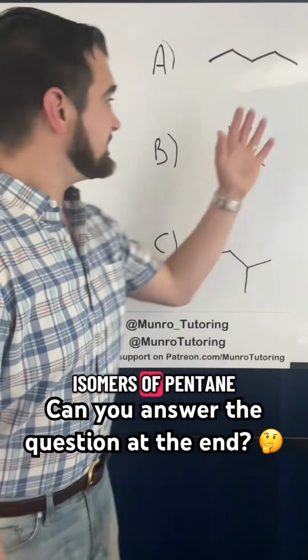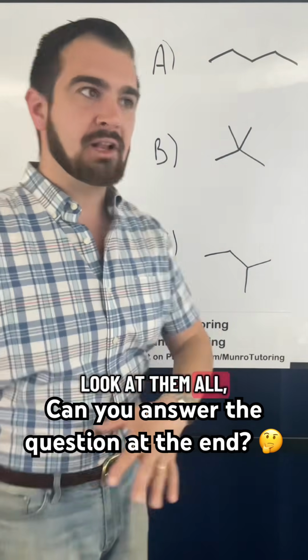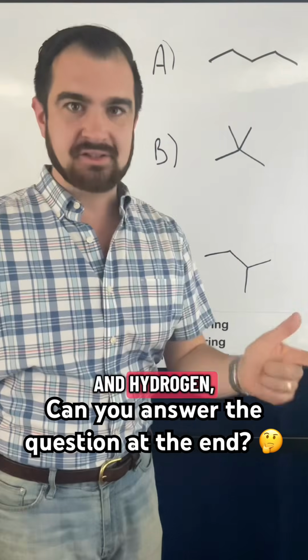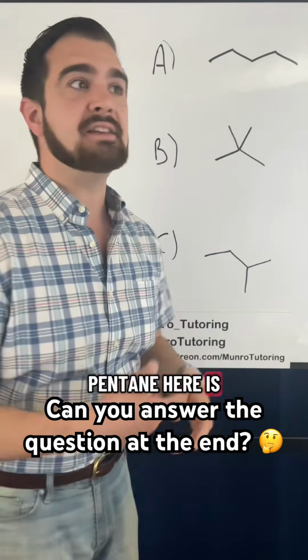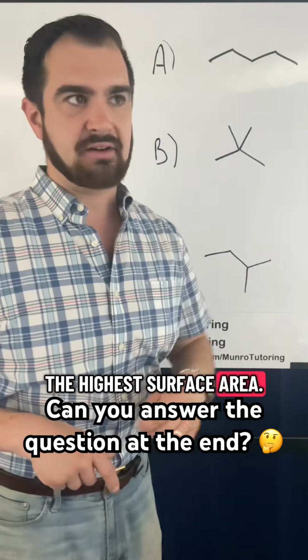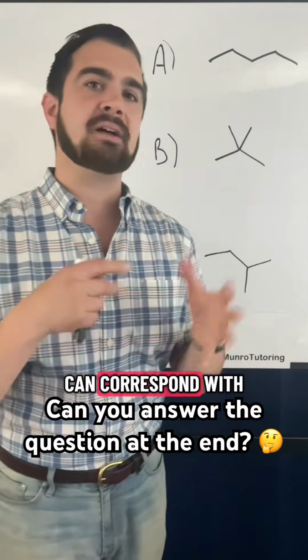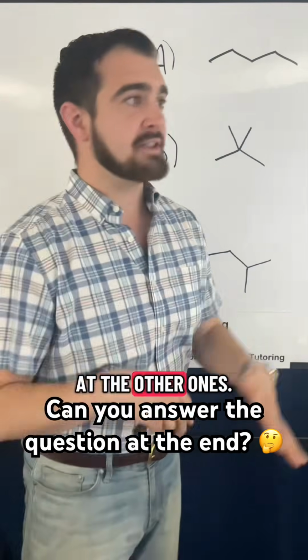Which of these isomers of pentane has the highest melting point? Well, if you look at them all, of course, they have the same number of carbons and hydrogens, so that's not a factor. But this n-pentane here is more linear and a rod-like structure. It's long, so it's going to have the highest surface area. Highest surface area is going to correspond with the strongest dispersion forces. So that sounds like a good candidate, but let's look at the other ones.